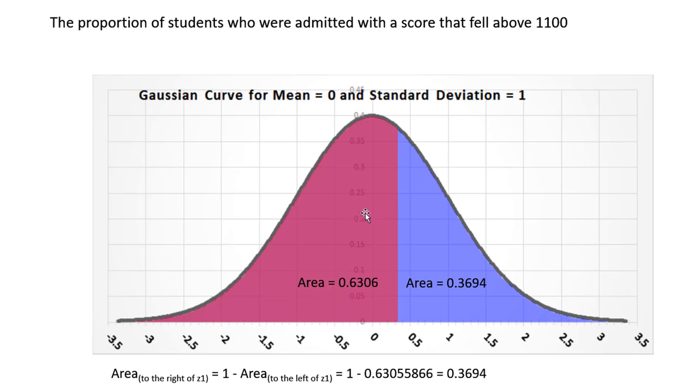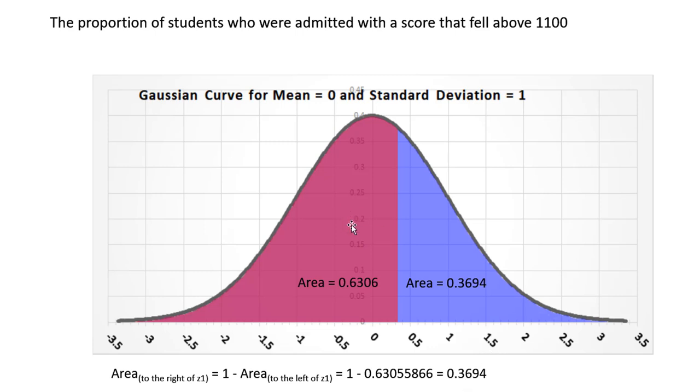I know that if I subtract this reddish area right here from 1, I'll be left with only the area towards the right tail. In other words, area to the right of Z1 would equal 1 minus the area to the left of Z1. Or, in this particular case, 1 minus 0.6305586 ends up being 0.3694.